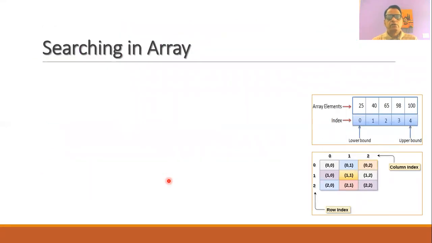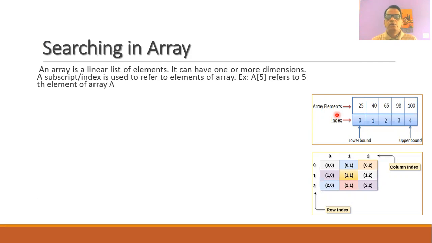So let us start the session with the question: what do we mean by searching in an array? We know that an array is a linear list of elements. The array elements can be stored in successive memory locations. The array can be either of one dimension, or of two dimensions, or more than two dimensions. So when the array is of one dimension, then we can use one index variable in order to refer to the different elements of the array.